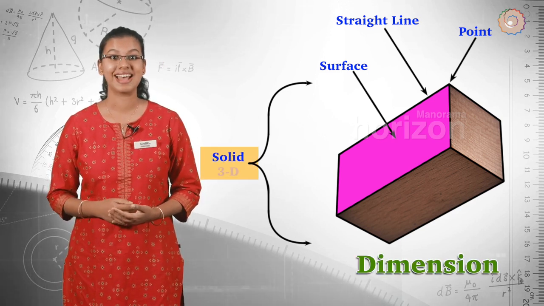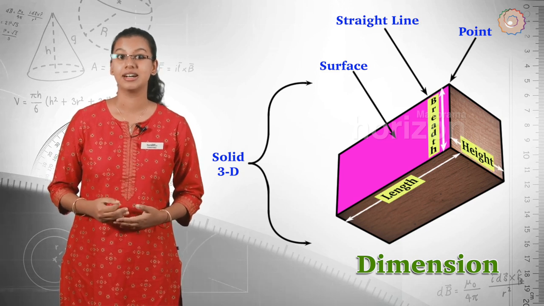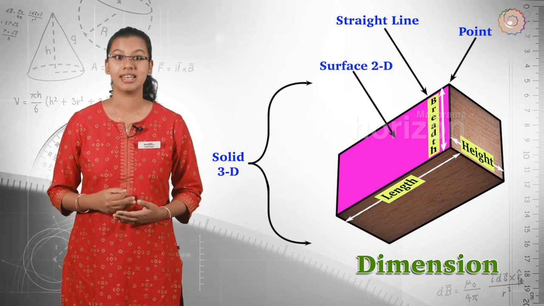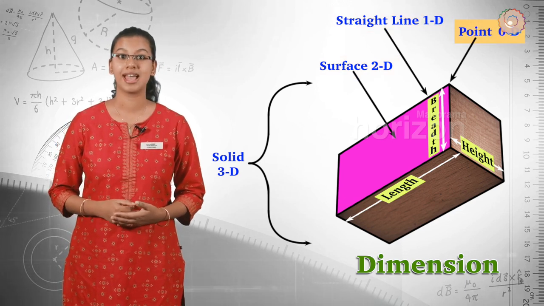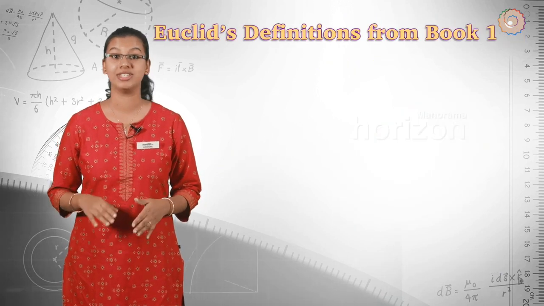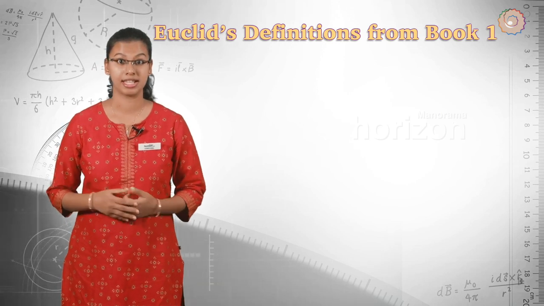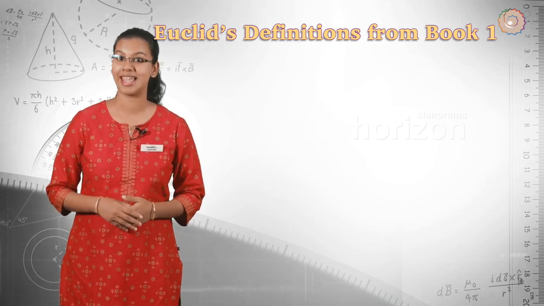So, a solid has 3 dimensions, say length, breadth and height. A surface has 2 dimensions, length and breadth. A line has 1 dimension, that is length, and a point has no dimensions. Euclid's books mainly consist of definitions, axioms and postulates. He began his exposition by listing 23 definitions in book 1 of the Elements.